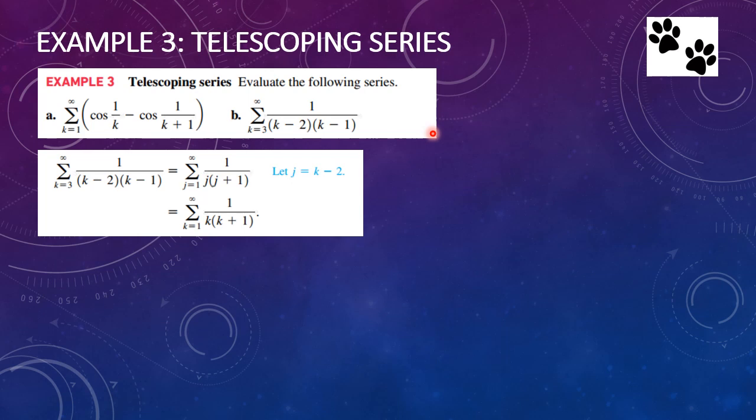The variable used as an index does not affect the value of a series, so it's permissible to return to the index k. And that's what we did here, just so it's not confusing. It doesn't matter what you use, j or k, whatever.